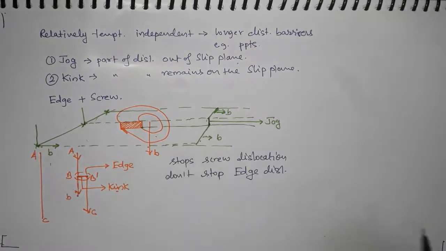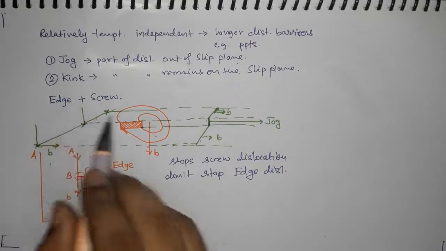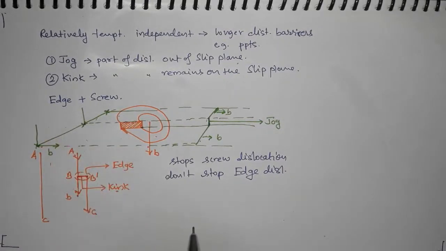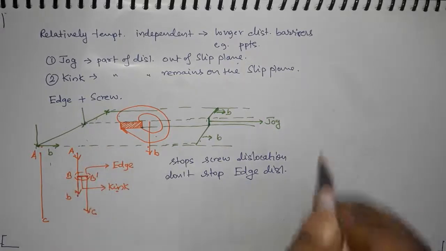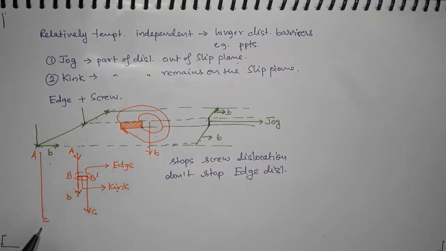There are different types of interaction. You can have edge and edge interaction, edge and screw interaction, and screw and screw interaction. When two screw dislocations intersect with each other, you will have this kind of formation in both of the screw dislocations. And there is something important about a screw dislocation as well.